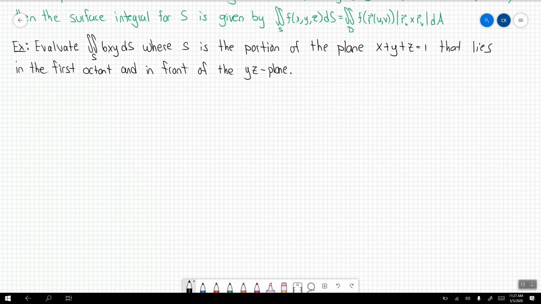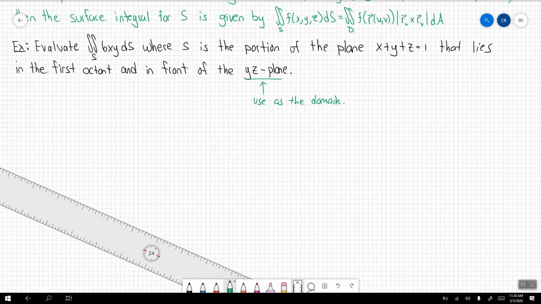Now, because they're giving us the specifics of what we want to observe, they're actually giving us that this is going to be in front of the yz plane. So naturally, because they're telling me that it's going to be in front of the yz plane, chances are I want to use that as my domain, which is going to be the yz plane.